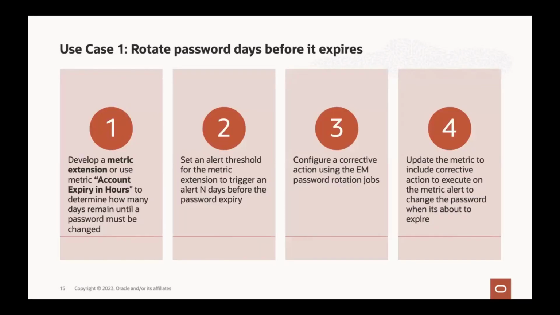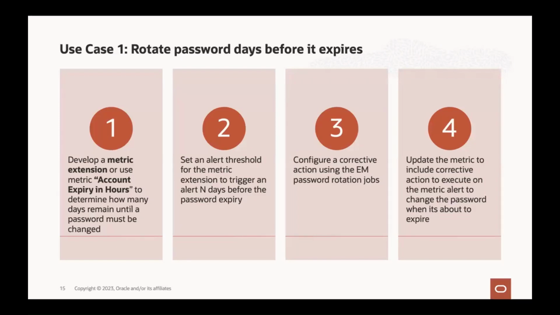Now let's understand one of the use cases for using these jobs. The straightforward approach would be to run this job against a group of databases. However, the day on which the password needs to be changed varies across different databases. So in this use case, the approach is to use the job as a corrective action, which would be triggered when the DBSNMP account would soon expire, using the account expiry in hours out-of-the-box metric or metric extension.